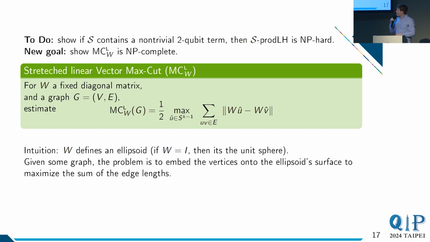Okay, and how do we do this? Well, there's some nice intuition where if you think of W as defining an ellipsoid centered at the origin, right? If W is the identity, then we're just thinking about a sphere. And given some graph, the problem is to embed that graph onto the surface of the ellipsoid in order to maximize the sum of the edge lengths. So how can I put this graph on the surface of the ellipsoid so all the neighboring vertices are as far apart as possible?